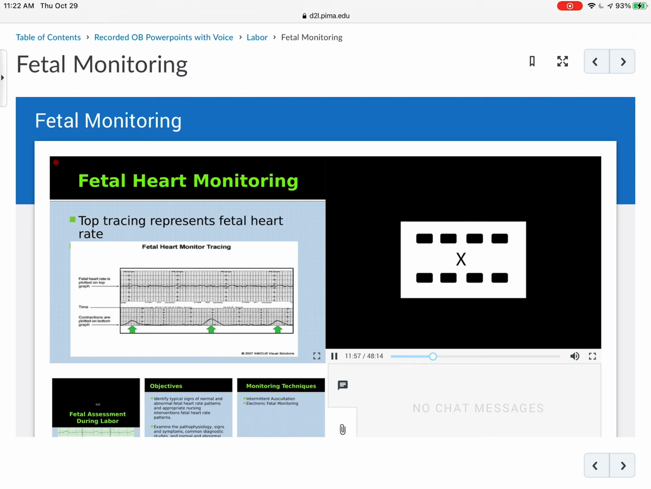Sometimes you'll see a third line there, and that's the pulse oximeter placed on the mom, so we can see what mom's pulse is, because sometimes mom's pulse may be 110 and we don't want to confuse it with baby's. So sometimes we'll put that pulse ox on so we can keep an eye on her pulse and also mom's oxygenation rate as well.